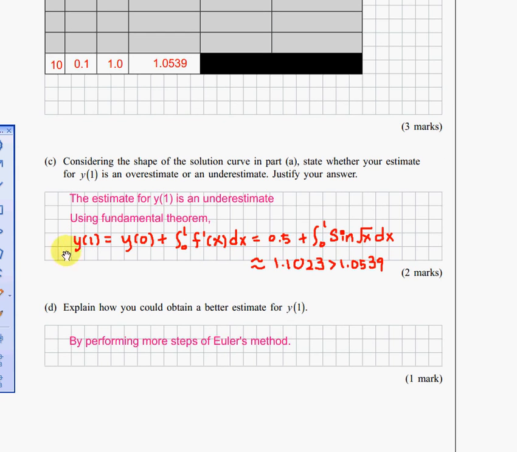And of course the estimate from the Euler method is an underestimate, and that's 1 mark. And now how do you get a second mark? You need to justify your answer. So what I would suggest is that you use the fundamental theorem and then use the technology, and then show that the value that you got, roughly 1.1023, is greater than your estimate using Euler right here. So that supports your claim that it is an underestimate.